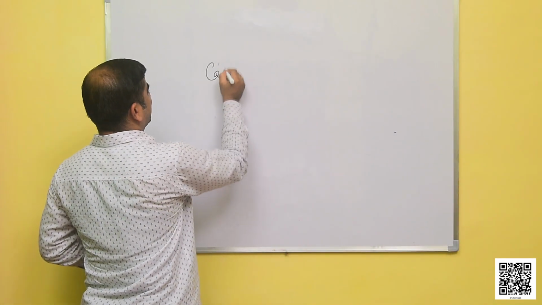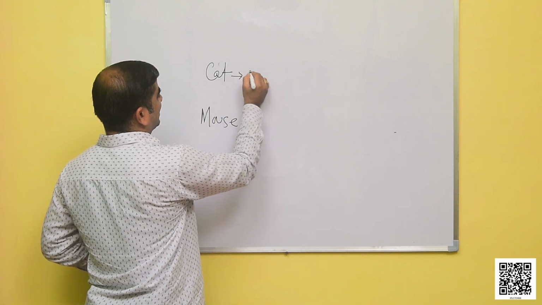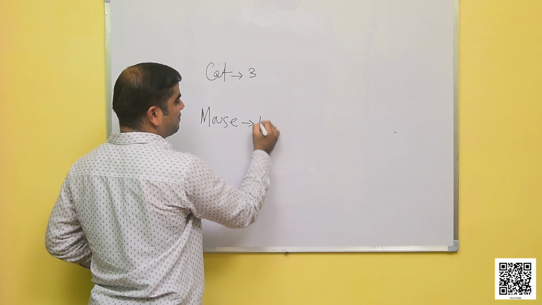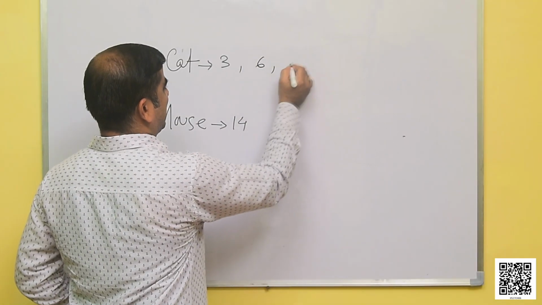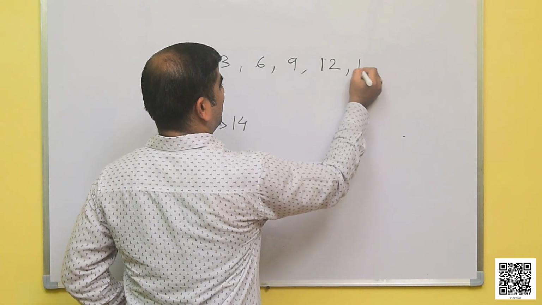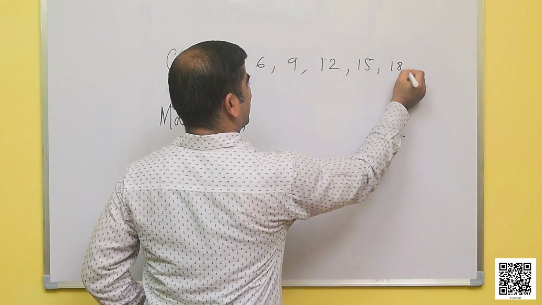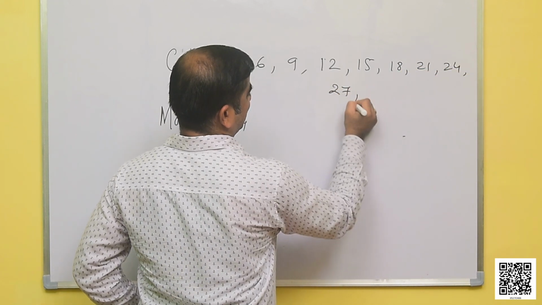It is the cat and here goes the mouse. The cat starts from 3, the mouse starts from 14. Let's check the steps. 3, 6, 9, 12, 15, 18, 21, 24, 27.